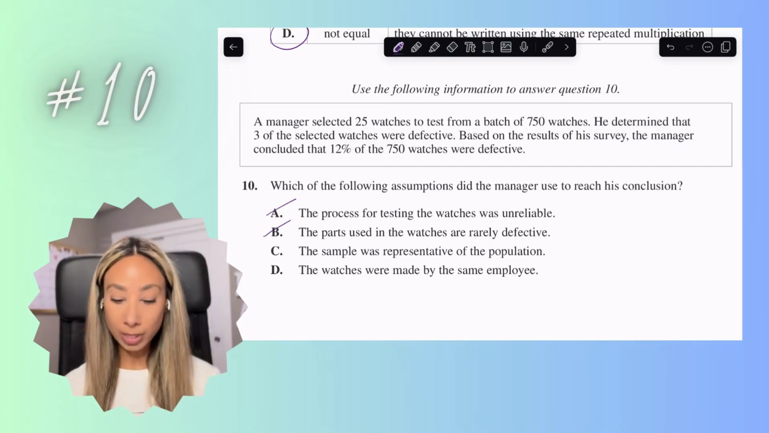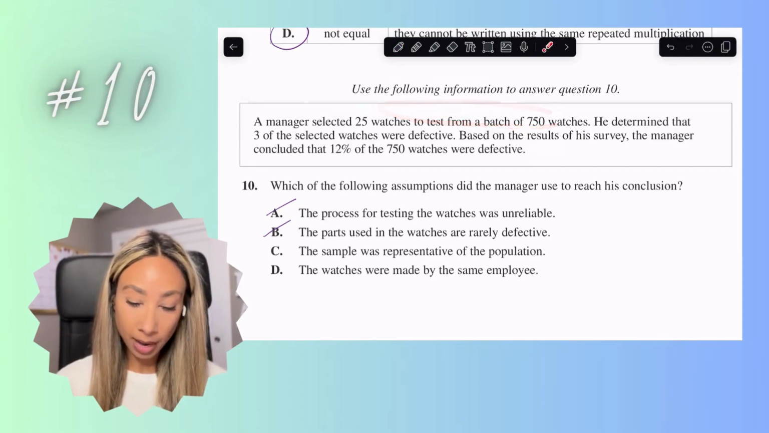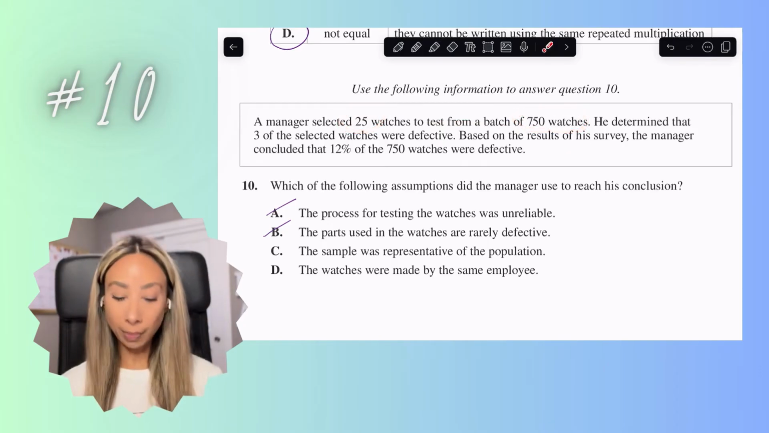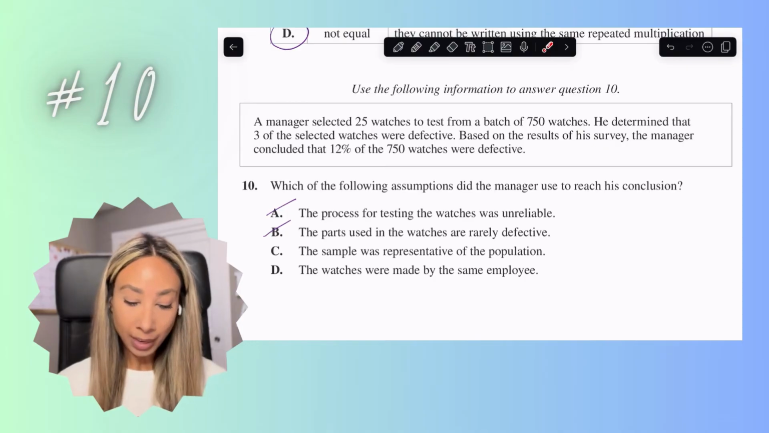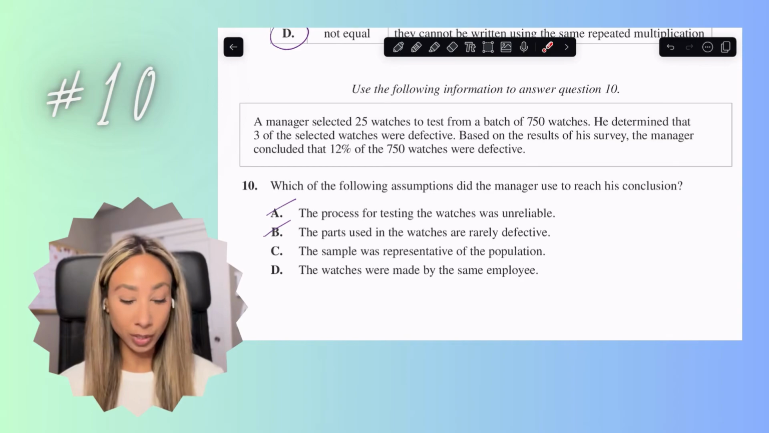The sample was representative of the population. So I do like this one. We're looking at the total population being 25, out of the 75. So what we did is we took a sample population, just a little bit, and then we said from that little part that we took out, how much of them are defective. So I do like that.